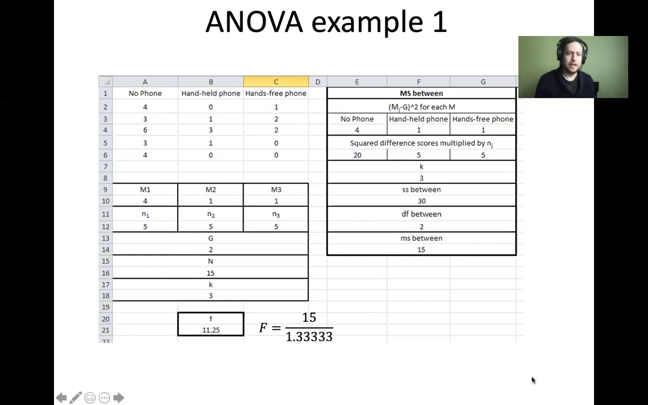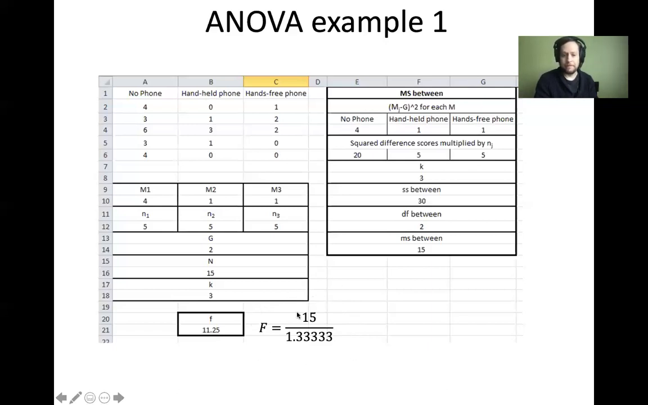We've been going over this example. This is what we did last time. We calculated F for a one-way ANOVA. Remember, one-way ANOVA is comparing the means of these three conditions. The means are 4, 1, and 1. And we calculated an F ratio of 11.25, which we got because we took 15 divided by 1.3 repeating.